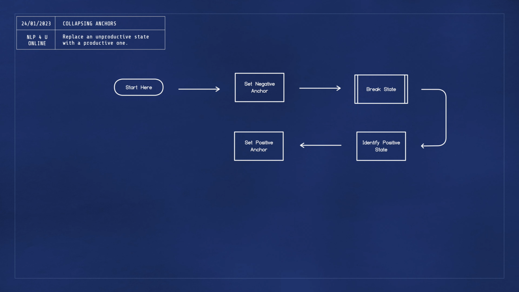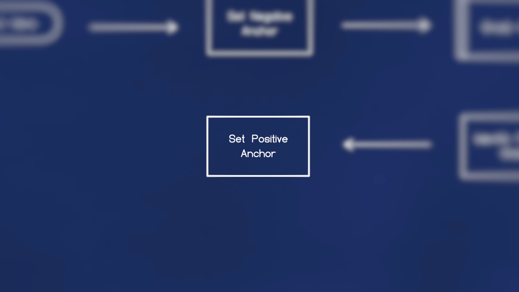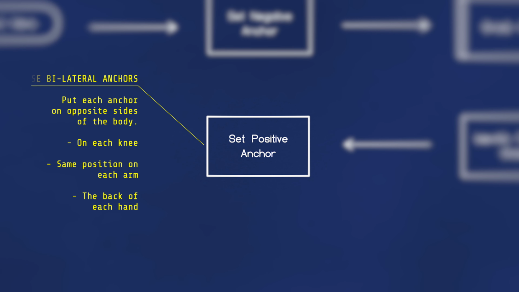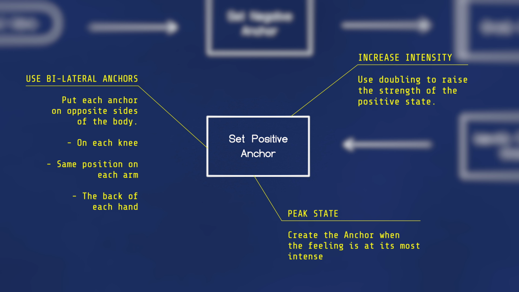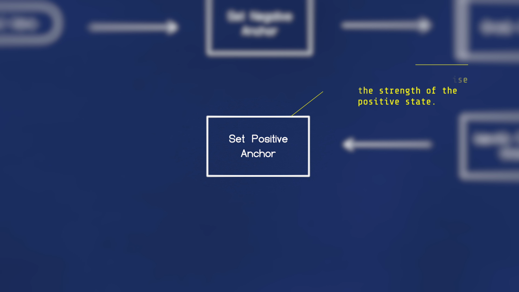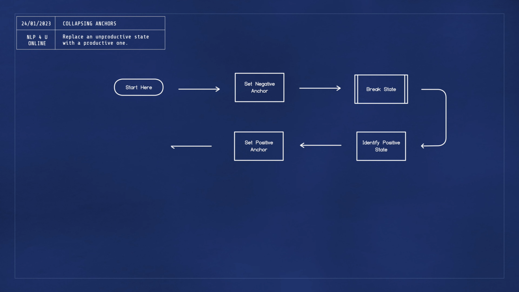You're now going to create an anchor for the positive state, and at the same time you want to increase the intensity of the state so that you have the opportunity to anchor it at its peak. The more powerful the state, the easier to anchor, and the greater the impact when you collapse the anchor. You should spend some time here building the intensity and re-anchoring so that the state is easy to retrieve and as powerful as necessary. You're aiming for a highly intense state when the anchor is fired, and then it's on to step 5, which is another state break.